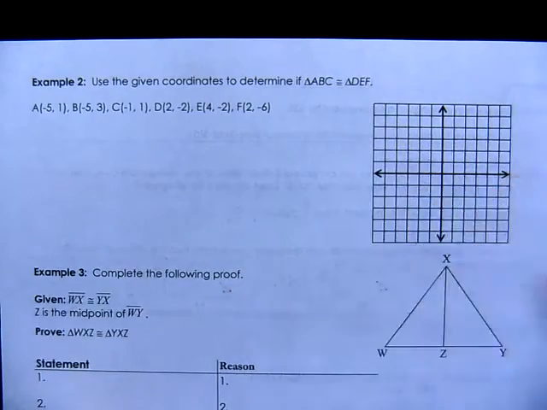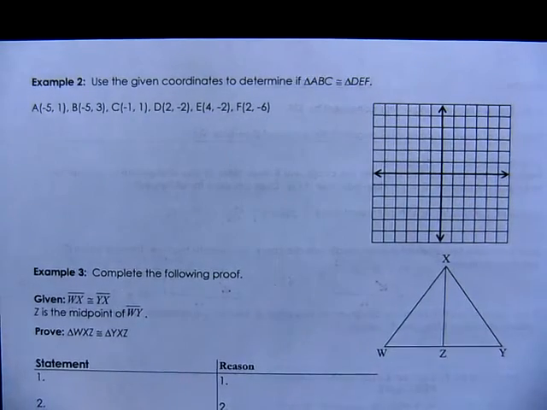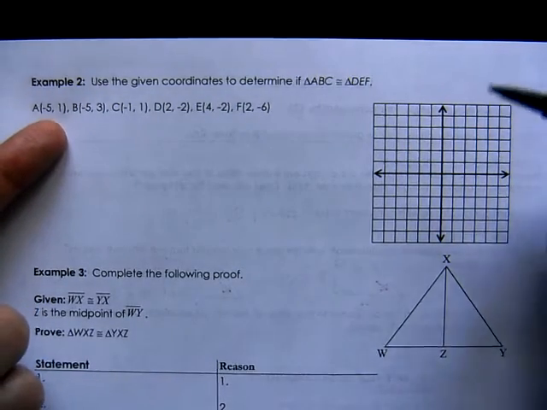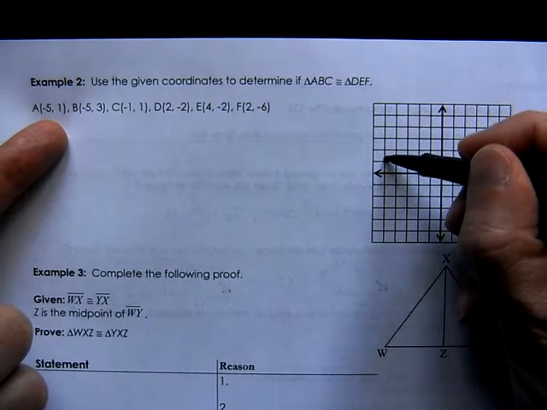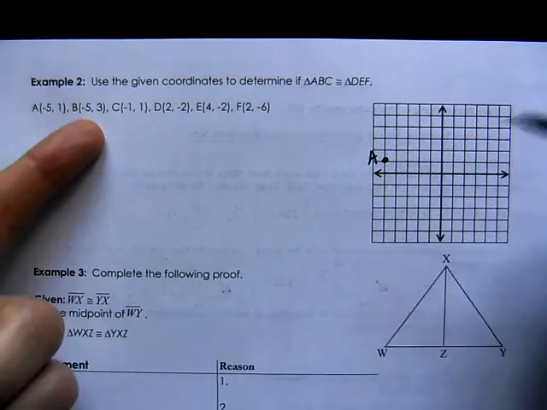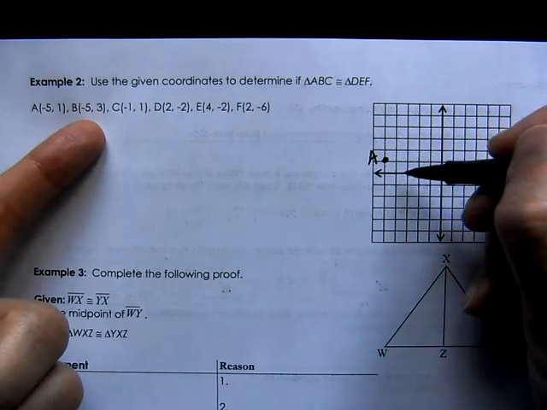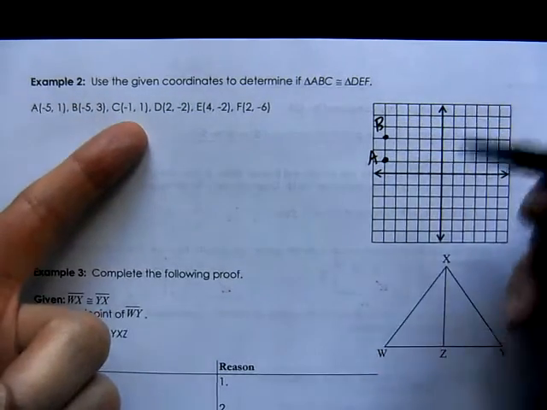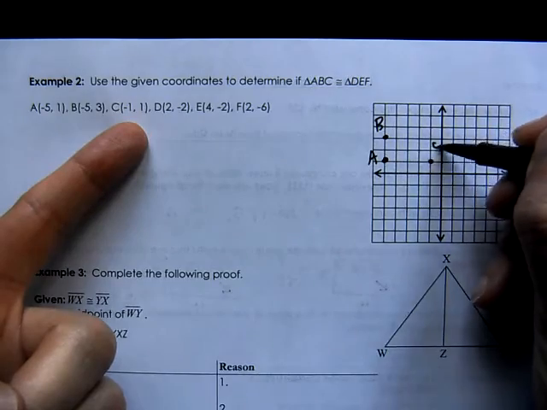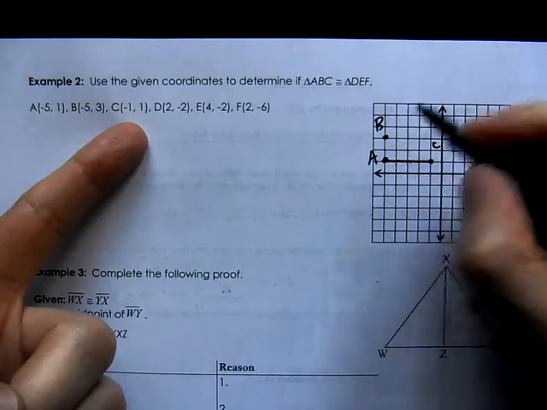Now again, we have to use this pattern of side, side, side. We have to have 3 pairs of sides, and we have to be able to compare those 3 pairs. So we're not looking at the angles, we're focusing on the sides. And let's start by plotting these points. So A is at -5, 1, 5 to the left, and 1 up. There's point A. B is at -5, 3, 5 to the left, and 3 up. And C is at -1, +1. There's triangle ABC.